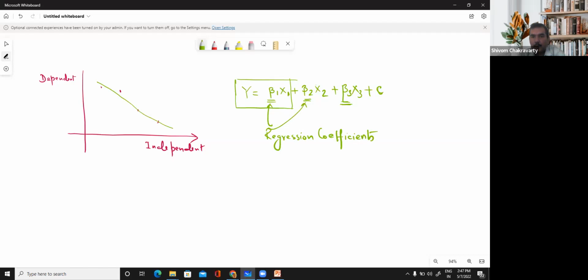So this is how much influence, beta 1 denotes how much influence this variable x1 has on this dependent variable y. Similarly, beta 2 represents how much influence x2 as an independent variable has on the variable y, that is the dependent variable, and so on. So this is one part, regression coefficient is one part.